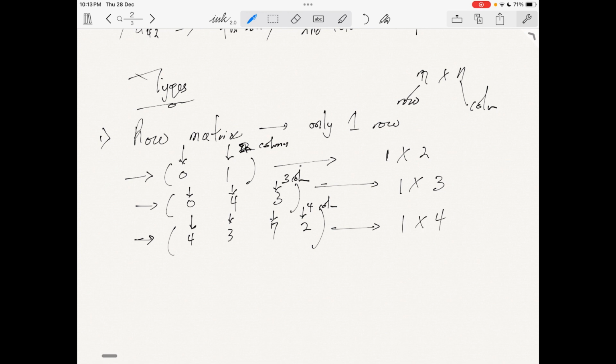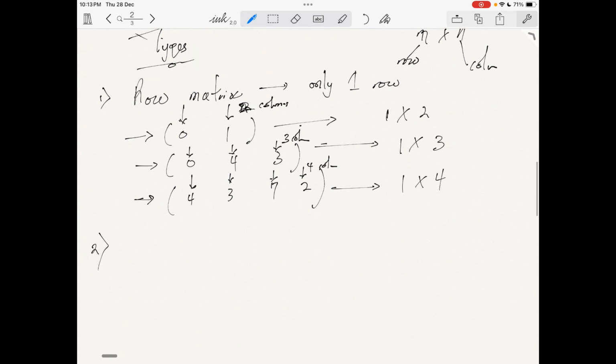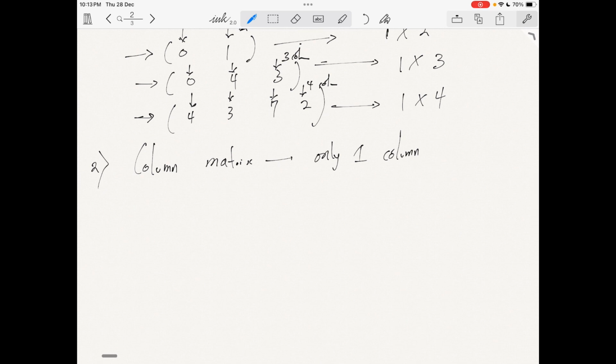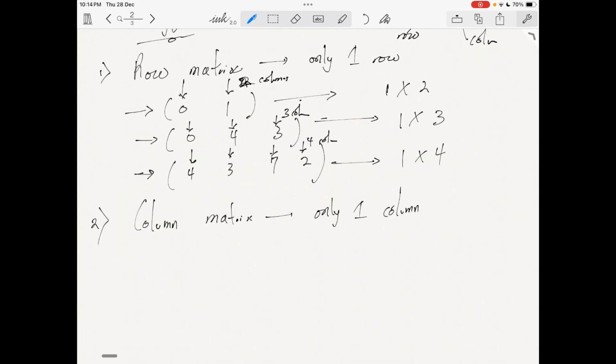The second type or example of matrix we look at is the column matrix. The column matrix has only one column, but not limited. It doesn't just have one row. It has one column, and it can have as many as possible rows. So let's say 0. We can also say 0 1, and we can say 0 2 7, and as well we can say 4 3 7 2.